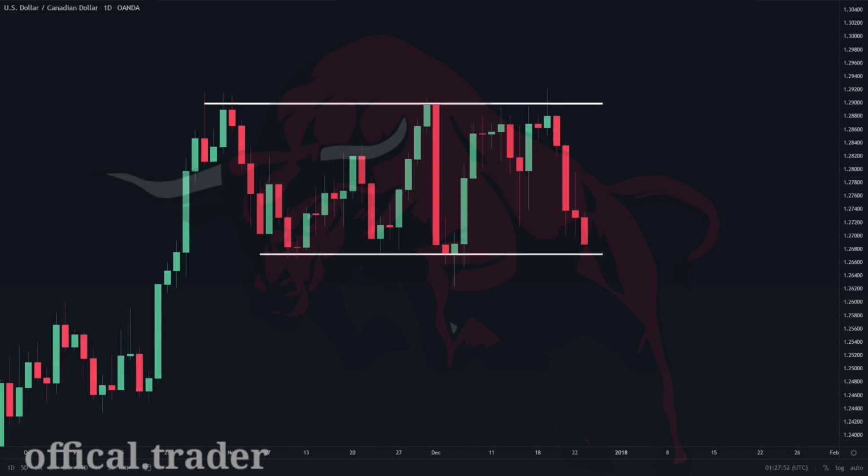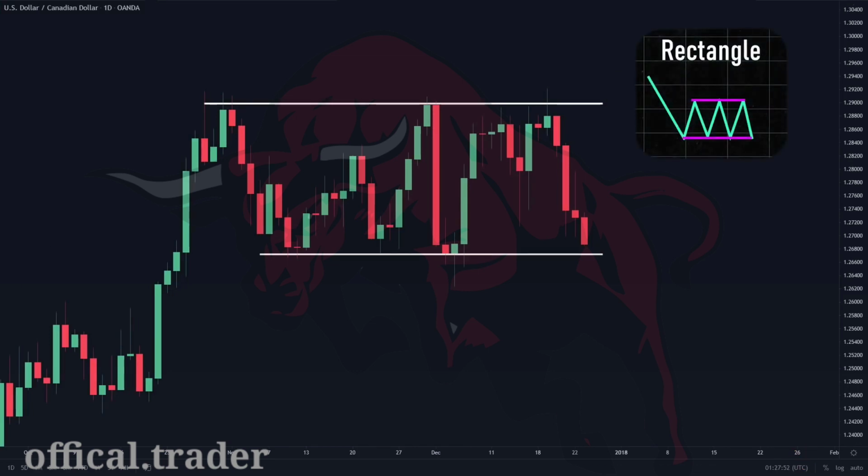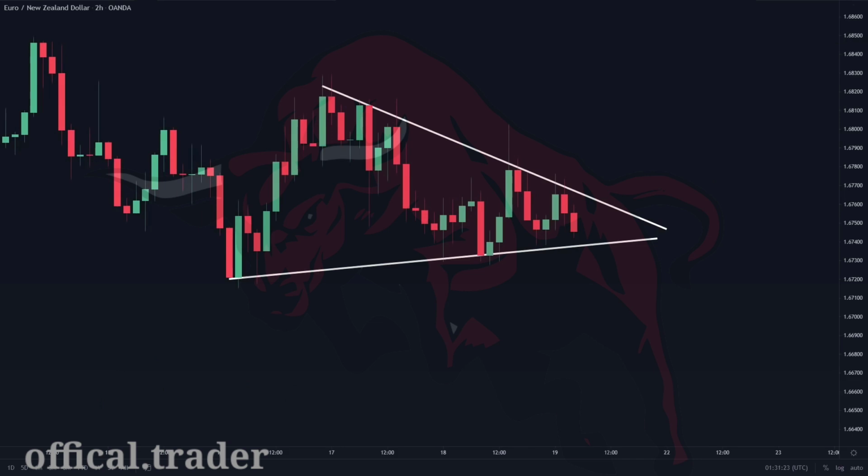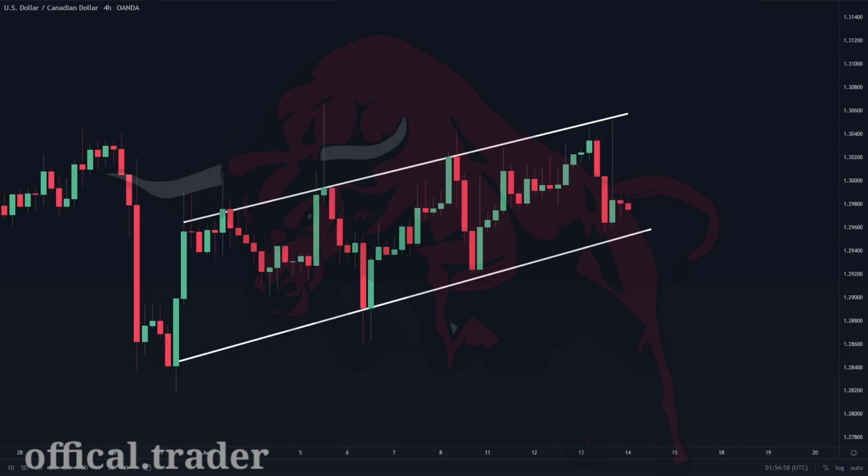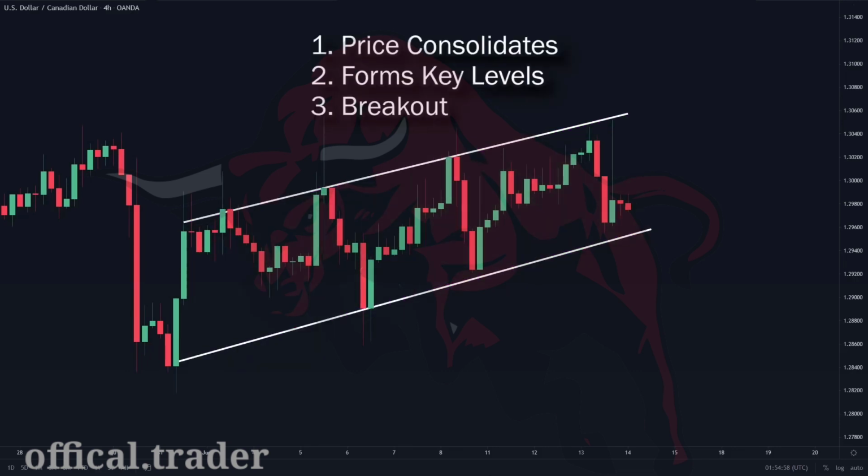If you spot a support and resistance level, then it's a rectangle pattern. If you spot two opposite trend lines, it's a pennant. If you found two trend lines that are heading in the same direction, it's a flag pattern. And so, by knowing this key concept, you don't even need to memorize the name of the patterns. It doesn't matter if it's a triangle, a wedge, or a rectangle. At the end of the day, all of them are based on one concept. Price consolidates, forms key levels, then breaks out. So as long as you can find these key levels, the strategy would still work.